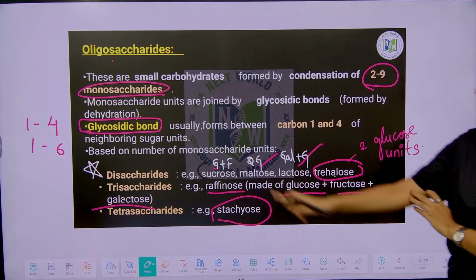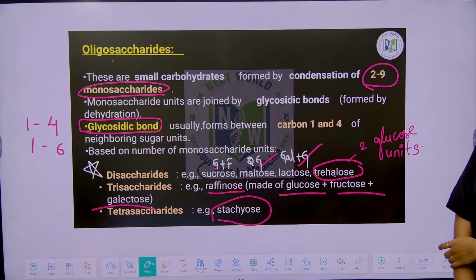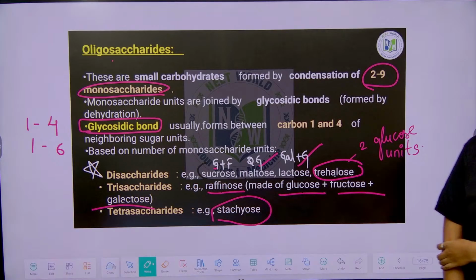Terms not required, like this you can remember. Right?